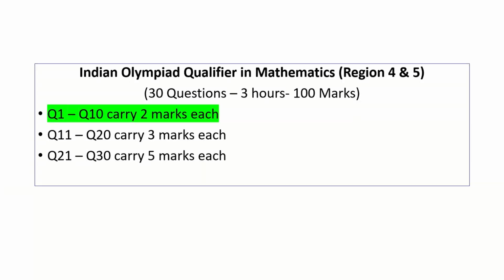So the paper pattern is exactly the same: 30 questions, 3 hours, 100 marks. Questions 1 to 10 are 2 marks, 11 to 20 are 3 marks, and 21 to 30 are 5 marks. In this video, we will solve the 2 marks questions.